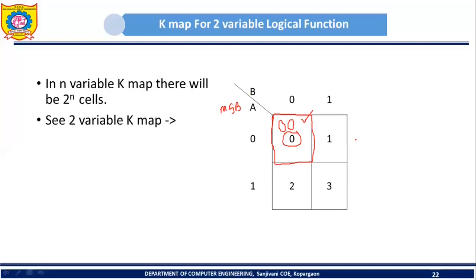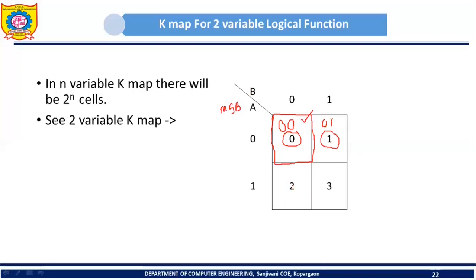Right? Now consider the next cell. For this next cell, what is the value of A? Yes, it is 0. See, first of all I am writing the value of A because I am considering A as MSB. Then what is the value of B? The value of B for this particular cell is 1. So the binary number corresponding to this cell is 0 1. If I convert 0 1 into decimal, I will get 1. Right? So I can say that this is cell number 1.